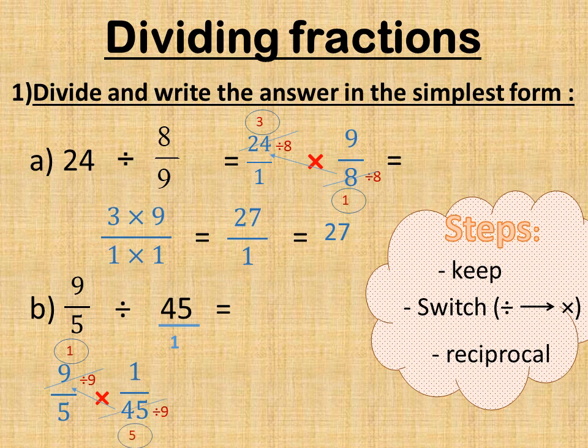So let's make up times up, down times down. 1 times 1 over 5 times 5. 1 times 1 equals 1. 5 times 5 equals 25. Here, I ask myself, is the answer in the simplest form? Yes, because 1 and 25 are not in the same table. So the final answer will be 1 over 25.